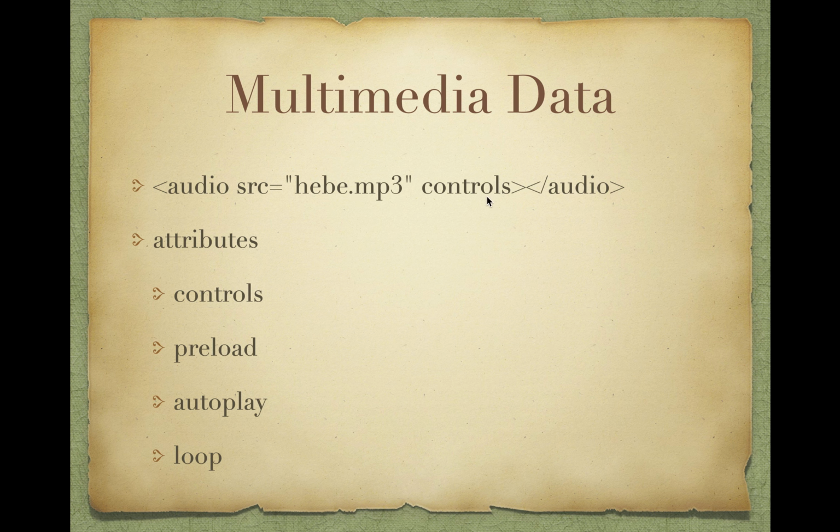And here are some attributes. Controls is one of the attributes, which means the control panel. If we want to show the control panel on the screen, we need to use controls. Otherwise, we won't be able to control the music. If the music starts to play, we cannot stop it. We can just hear the music because we don't have the control panel. So if I want to show the control panel, I have to put the attribute controls here.